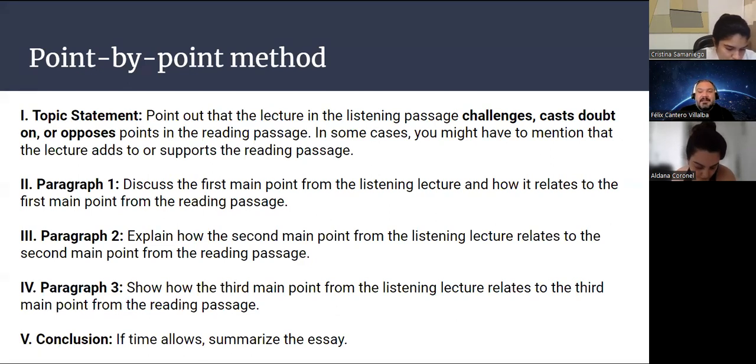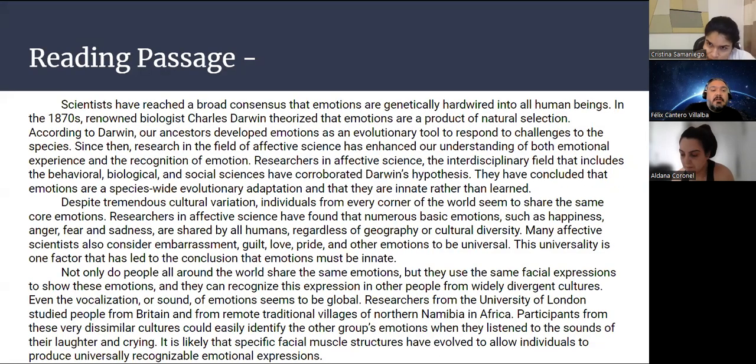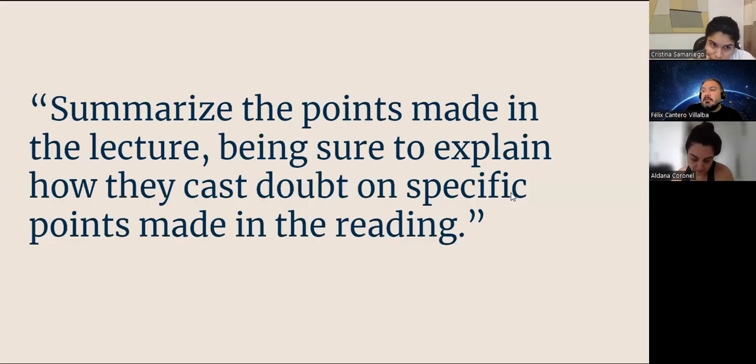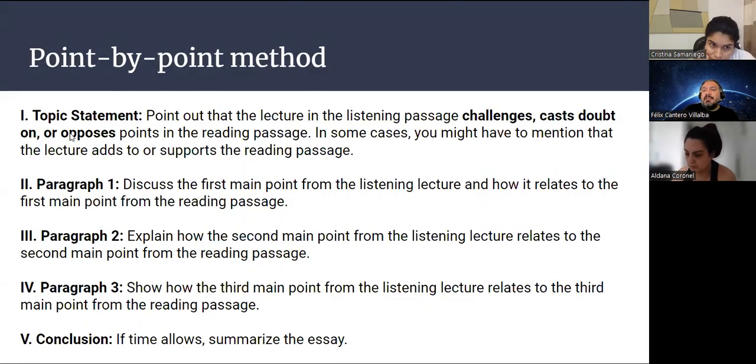So let me know when you have the sentence ready. Okay, so what will be the topic statement? Both will read it, so you can choose the order. Maybe the lecture have cast out the scientific consensus that emotions are universal and innate into all the human beings. Okay, but you have to cast doubt on this concept that is presented in the reading.